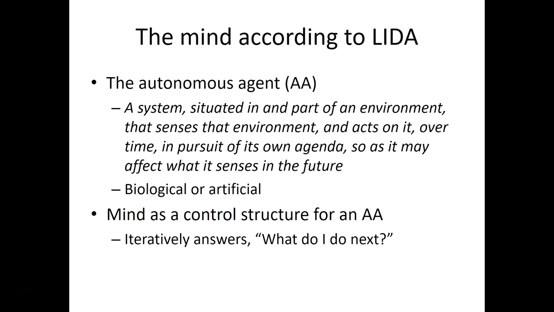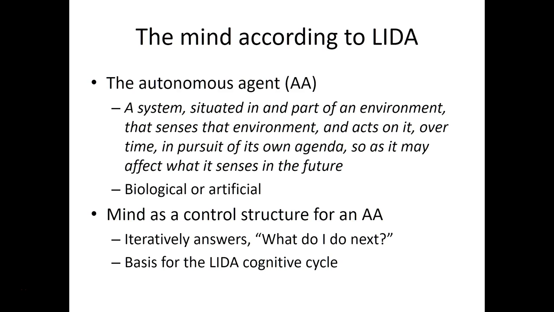This property of iterative behavior selection forms the basis for a core concept in LIDA known as the cognitive cycle. In terms of the autonomous agent definition, the cognitive cycle can be thought of as everything that happens in the agent's control structure to produce its next action. However, there's much more to say about LIDA's cognitive cycle, and we'll come back for a closer look in a later video.